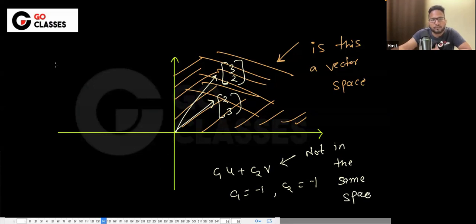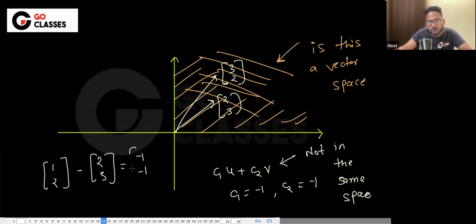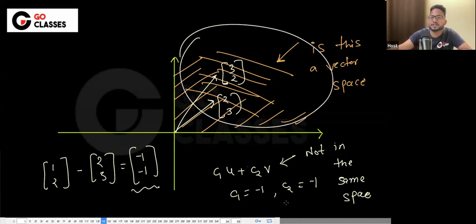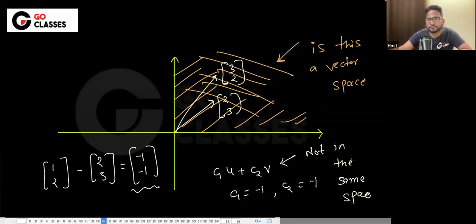Yeah. So Sonam is giving us one other combination. She is saying that if you take 1, 2 and 2, 3, and subtract 2, 3, then you are getting -1, -1. Since this is a vector which is not in the same space, that's why it is not a vector space. Okay.